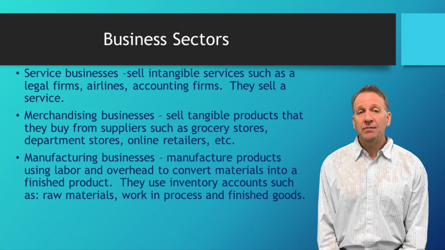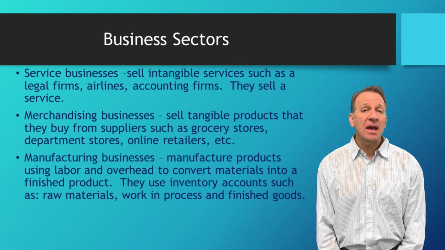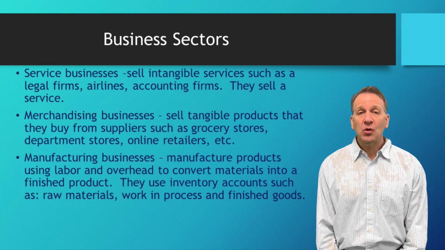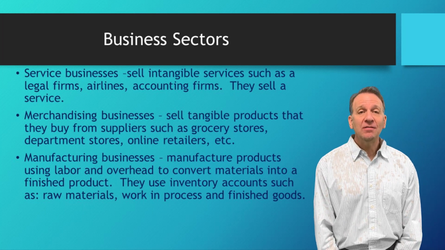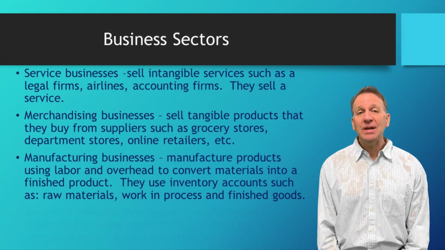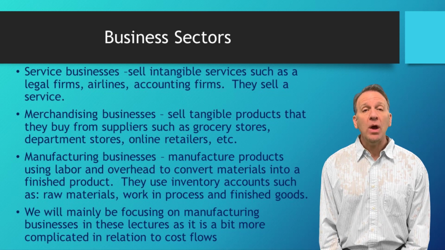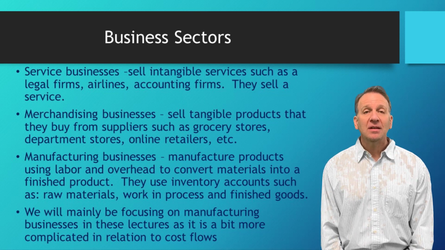They also will have inventory, but their inventory is going to be made up of a raw materials inventory, a work in process inventory, and a finished goods inventory. All right, so they typically have three different types of inventory accounts: raw materials, work in process, which we sometimes call WIP, and finished goods.